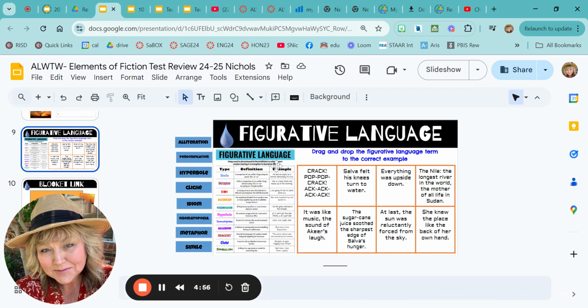And then this one is another drag and drop. It's figurative language. So here's a reminder of what the figurative languages mean if you don't remember. Of course, you have to zoom in, but they are there. But you're going to drag and drop. So if we see something like crack, pop, pop, crack, that was a figurative language we saw at the beginning of the story, and of course, that would be onomatopoeia. Drag and drop. So that's how I work that one.